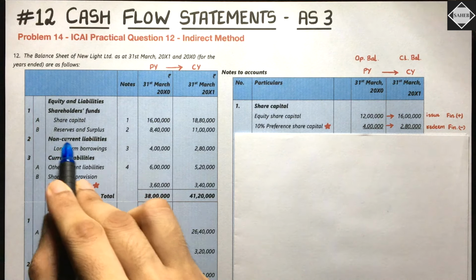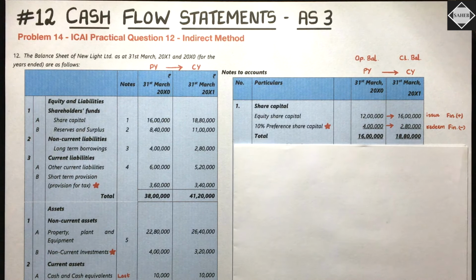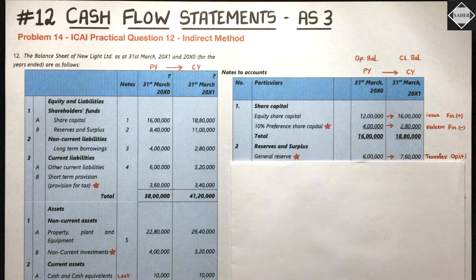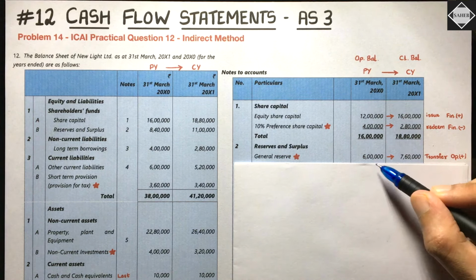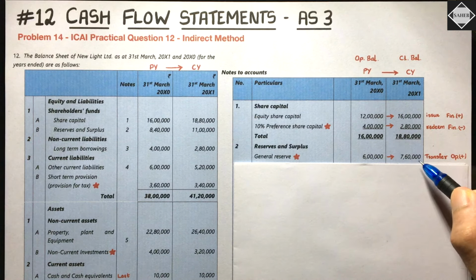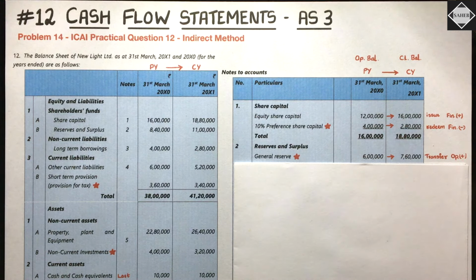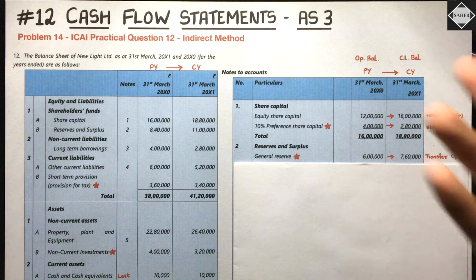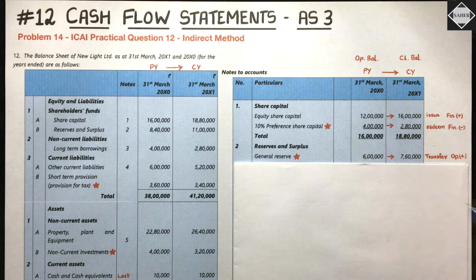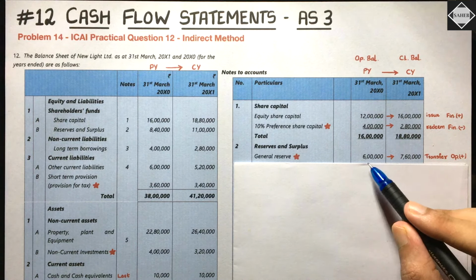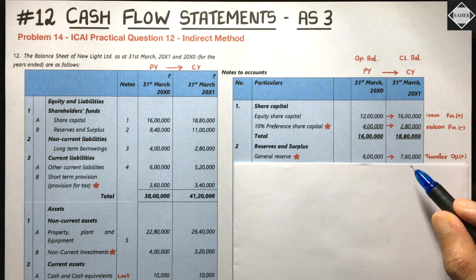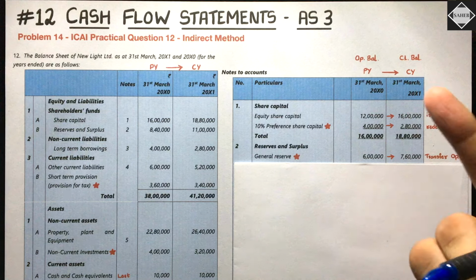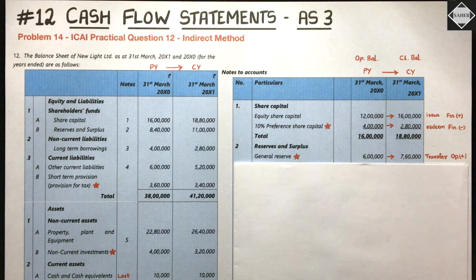Next we have reserves and surplus, note number 2. Note number 1 is over. So note number 2, reserves and surplus. General reserve we have first. What has happened to general reserve? From 6 lakh opening balance, it has become 7 lakh 60,000. General reserve has increased. If it is increasing, it means we have made a transfer to general reserve, of 1 lakh 60. Yes, 7,60,000 minus 6 lakh is 1 lakh 60. Right? So what are we going to do about this? If we are starting from retained earnings, retained profit, then we have to reverse this appropriation, isn't it? By adding it in the operating activity.